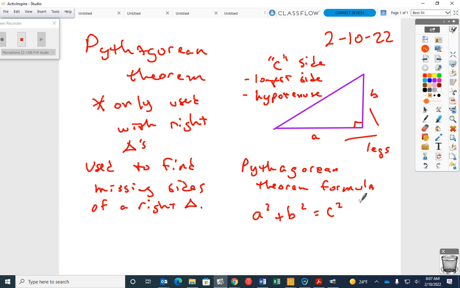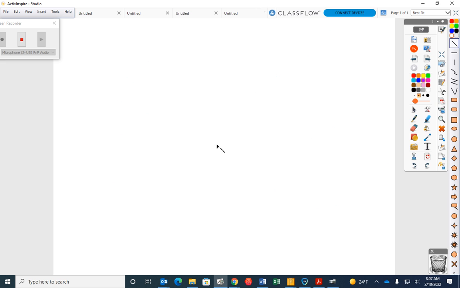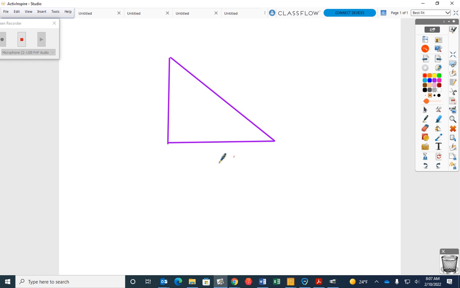Okay, so let's look at an actual right triangle, okay? And then we're going to solve for what we are looking for, okay? So let's say I've got a right triangle that looks like this, okay? Draw a right triangle, all right? And let's say that what I'm given here, let's say this is 24 feet. Let's say this is 32 feet. And I want to know what this side is, okay?